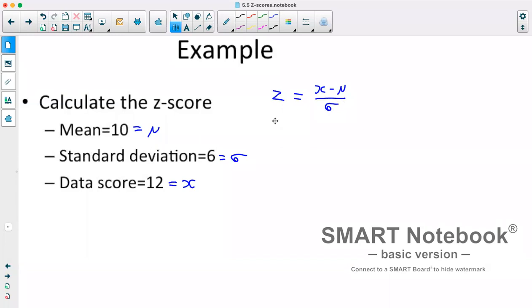over our standard deviation. So we've got Z is equal to our data point of 12 minus our mean of 10, divided by our standard deviation of 6. So we'll calculate our numerator first. We've got 2 divided by 6. So that gives us a Z-score of 0.33.